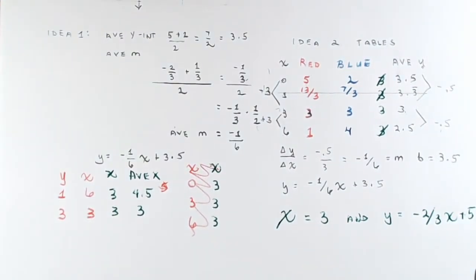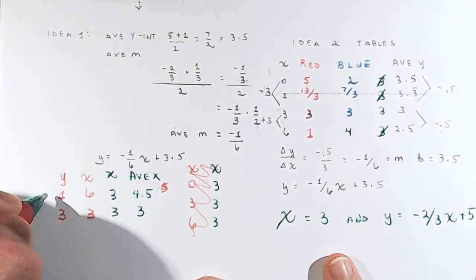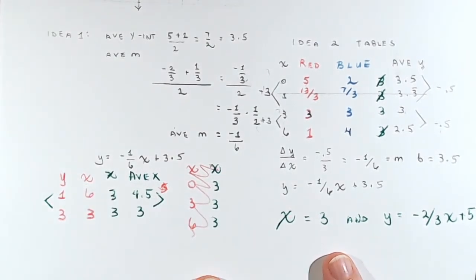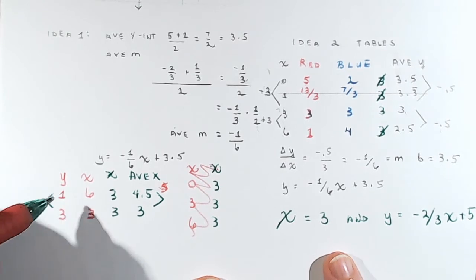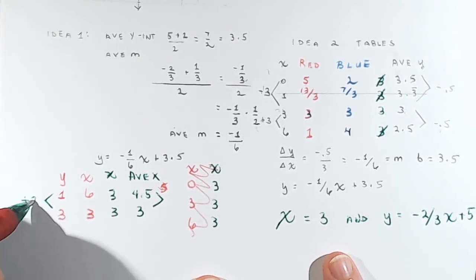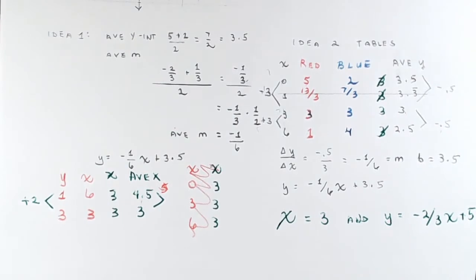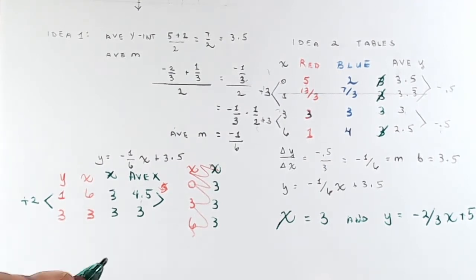Okay, so I average the x values, and now we'll find the change here. From 1 to 3, that's plus 2. And from 4.5 to 3, that's minus 1.5.